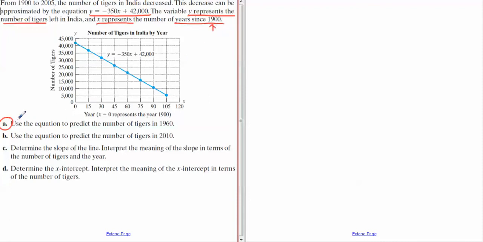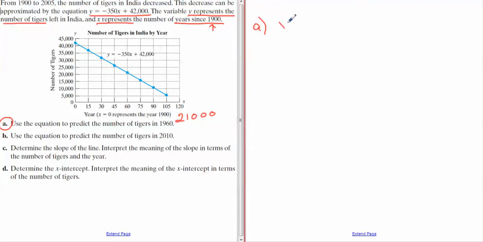All right, so question A says, use the equation to predict the number of tigers in 1960. Well, we can take a look at this and say 1960, because this is 60 years past 1900, means 1960 is right there. If we're interpreting it from the graph, we'd say it's more than 20,000, less than 25,000, probably pretty close to 20,000. So I'm going to guess about 21,000. But you know what? We can be a lot more precise than about 21,000 by going here and saying, well, use the equation.